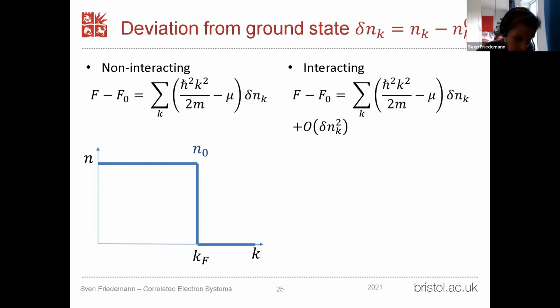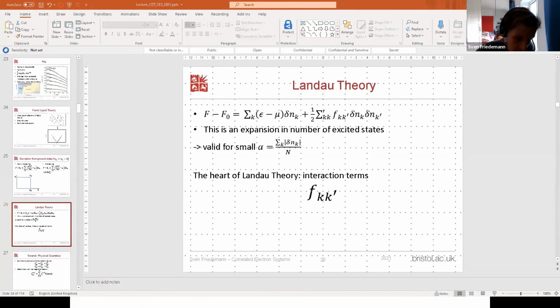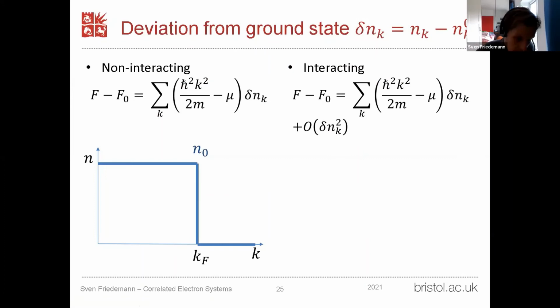If we want to consider interactions, essentially if we want to consider how the whole system is modified by removing or putting in additional electrons, then we have to consider terms which are quadratic in the changes of the electron numbers. So the electron numbers here, I've defined as the difference from the equilibrium, namely the zero temperature occupation of the nearly free electron theory.